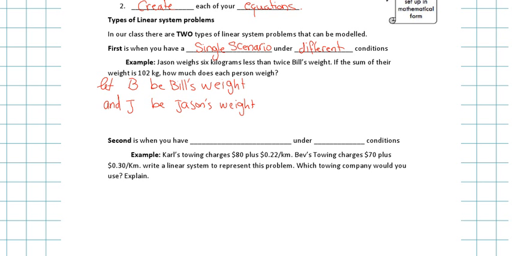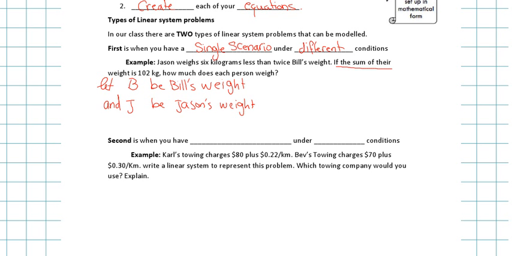Read the second sentence for me. The sum of their weights is 102 kilograms. Can you write an equation for me here? What does the word sum mean? To add. So when you add both their weights, it's going to equal 102. How can I write an equation for that?